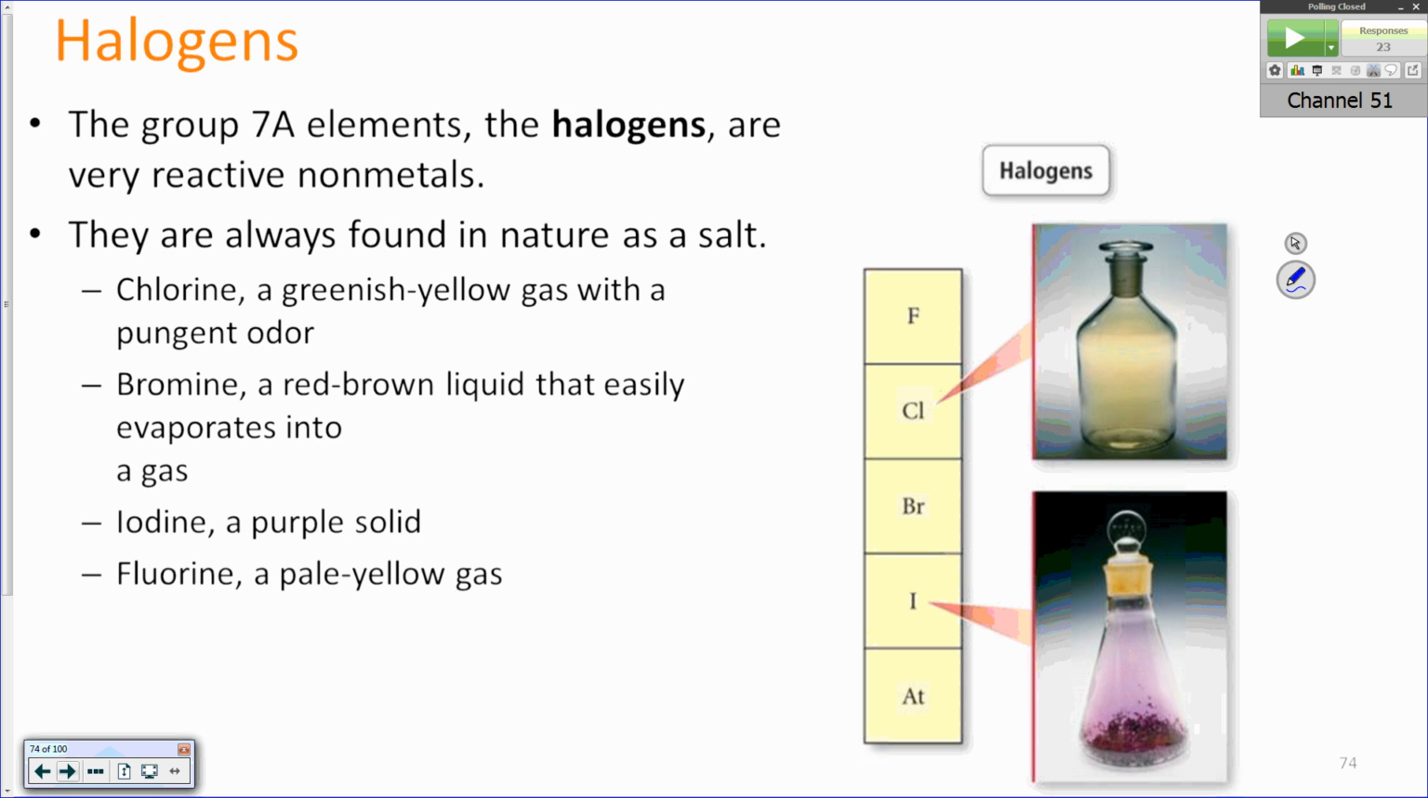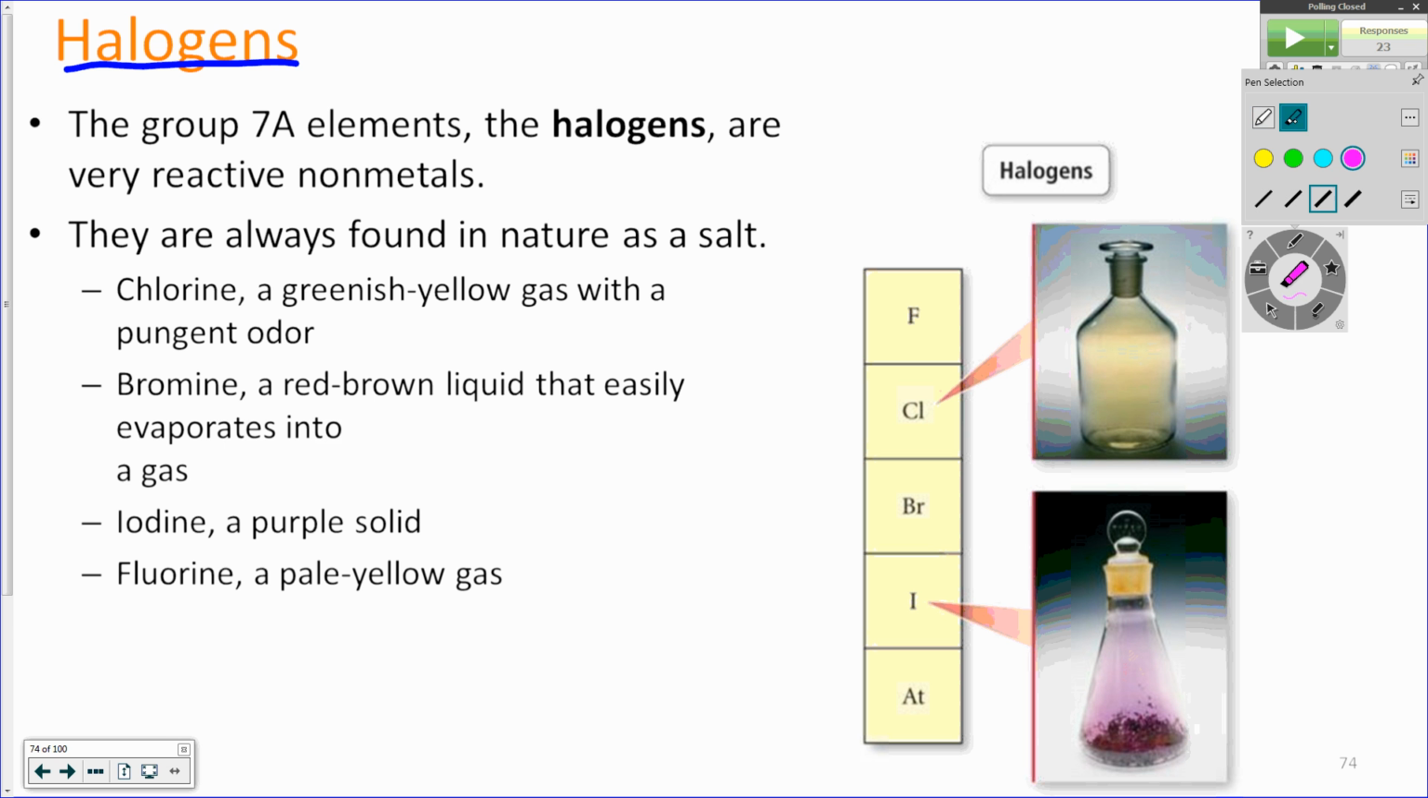Okay, halogens. Halogens are on the right-hand side of the periodic table. It's the 7A family in the periodic table. So halogens have a characteristic in that they're very reactive.